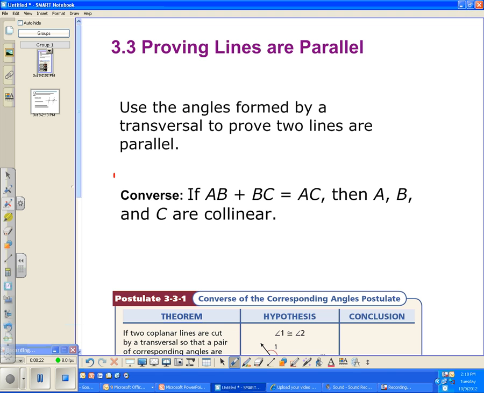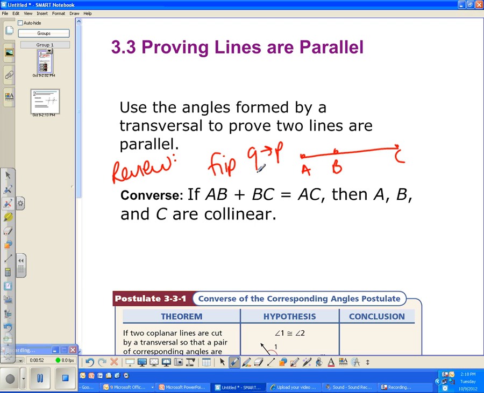So I want you to first review a converse. Remember, a converse is the flip of a conditional statement. So if I said AB plus BC equals AC, then A, B, and C are collinear. So if you want to think about it in terms of the segment addition postulate, this is what a picture could look like. Okay, I want you to see if you can do the converse of this statement. So converse, again, you flip it. So you're flipping the P's and the Q's, and you're rearranging it.